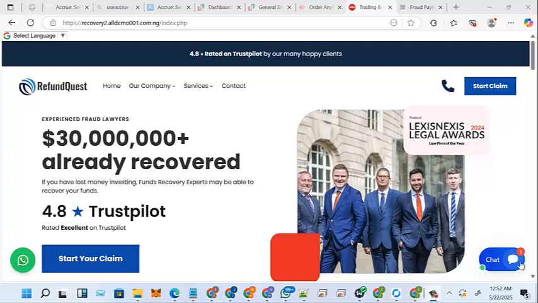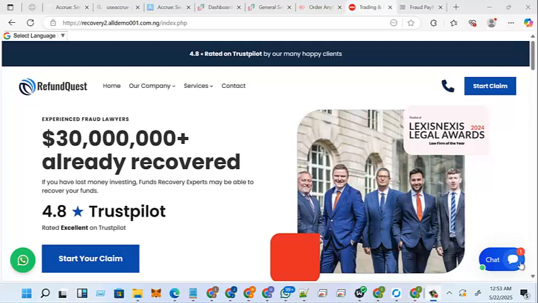Now, recovery designs are not always for the wrong things. There are real recovery companies that actually help people recover their funds, and I think most of them are backed by the government, though some are not. But today we'll be looking at the designs.